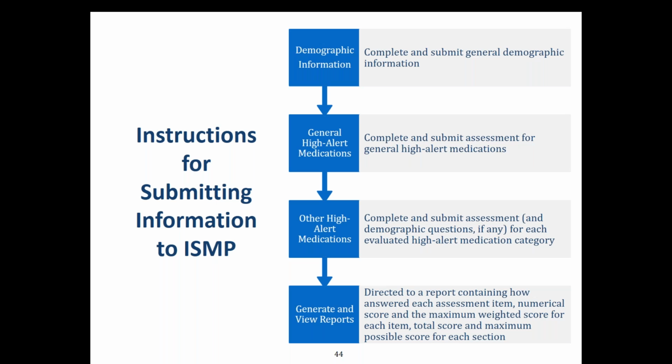If there are demographic questions, though, associated with the HiLERT medication category, you will need to complete the demographic questions for it first before you can move on to the self-assessment items for that category. So again, the general demographics and general items both will need to be submitted before you're able to begin working on the 11 HiLERT categories.